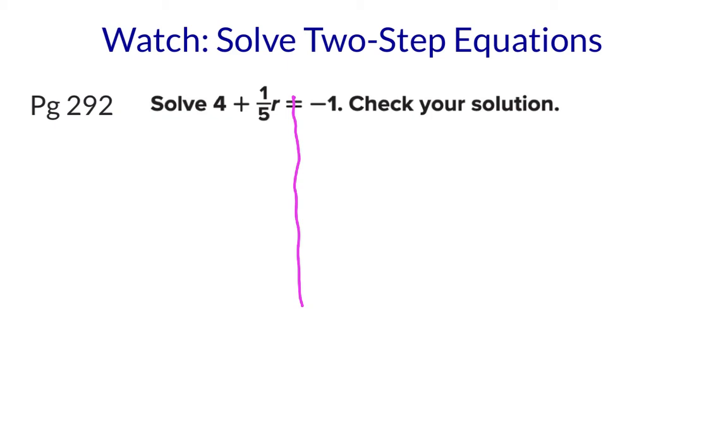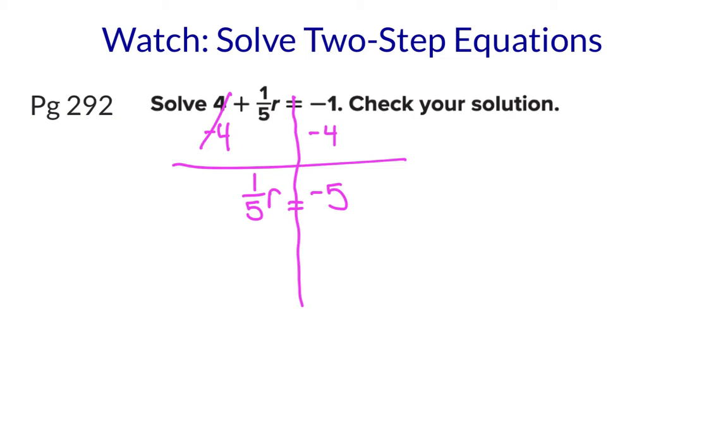First thing we'll have to do is get rid of that plus 4. So how am I going to do that? If you thought subtract 4 from both sides, that would be a great suggestion. All right, so that would leave me with 1/5 times r equals -1 minus 4 is -5. All right, now I've got 1/5 r equals -5.